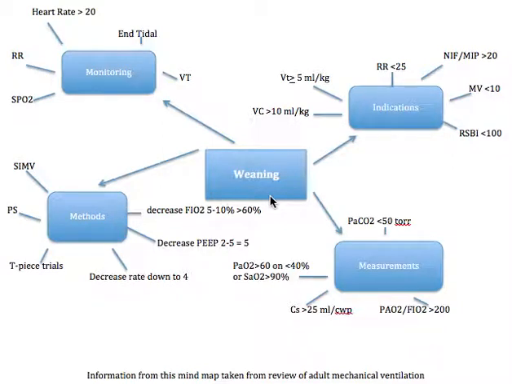We're going to talk about weaning now. So the information from this was taken from the Adult Mechanical Ventilation PowerPoint. So now that we've gone over all the modes, let's look at weaning.